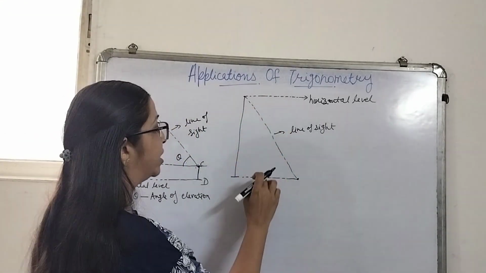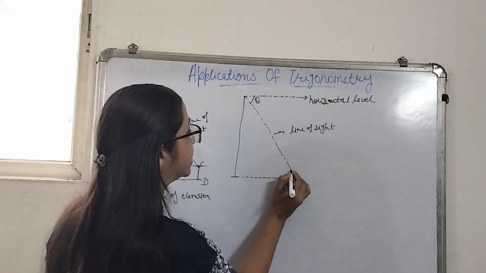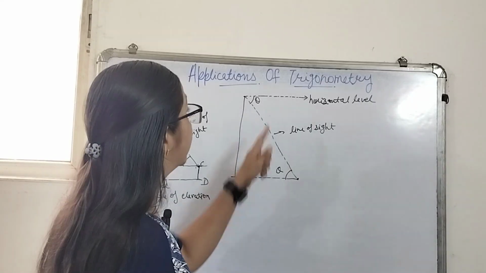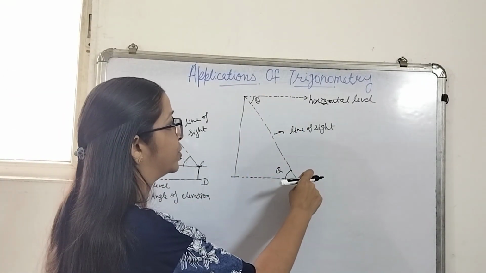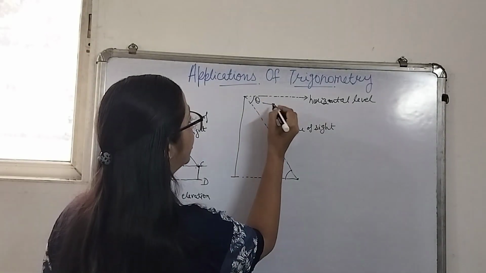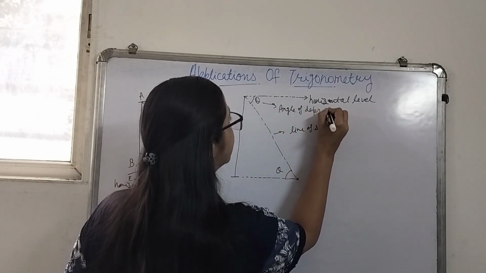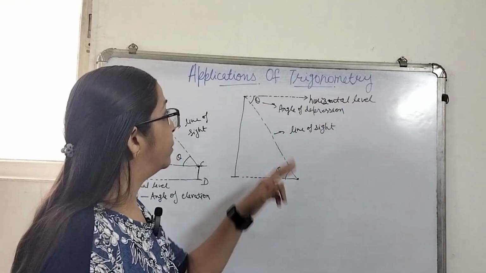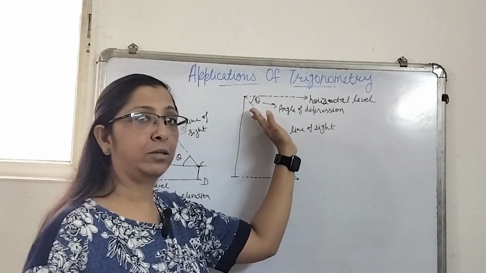So we know that if these two are parallel, then this angle and this angle both will be equal because they are alternate angles. The angle formed between the horizontal level and the line of sight over here is known as the angle of depression. Why is this known as angle of depression? Because in this case the line of sight is below the horizontal level.